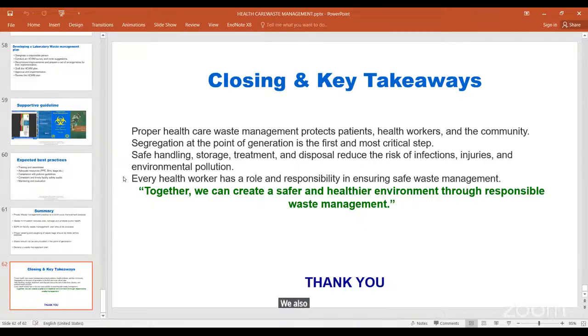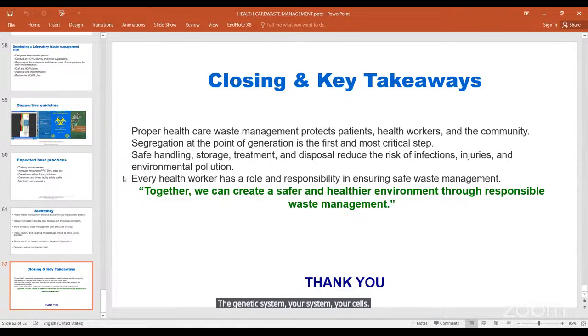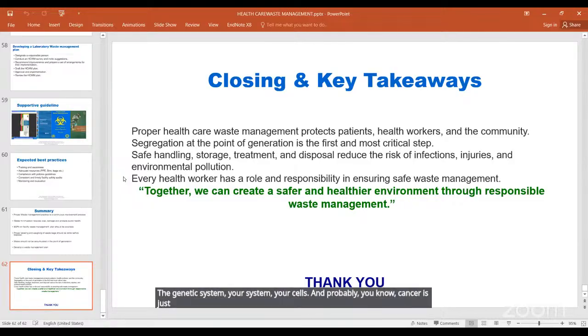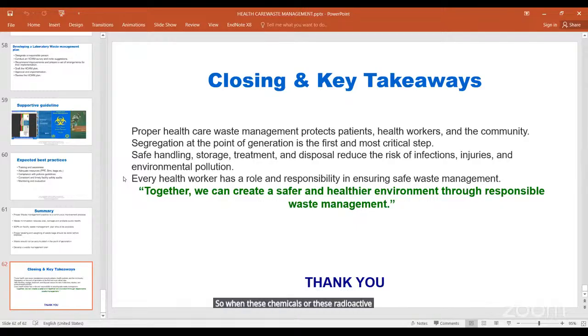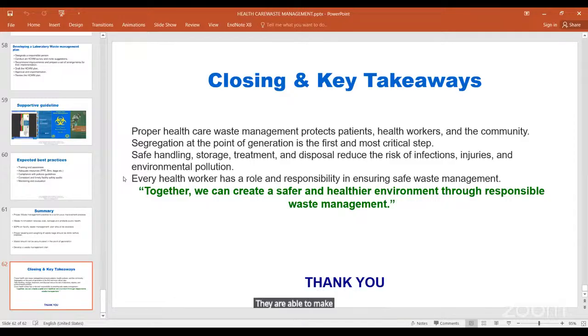We also have radioactive chemicals that, when they get into your system even in a small portion, are able to alter the genetic system, your cells. Cancer is just the excessive proliferation of cells. So when these chemicals or radioactive materials get into your system, they make your cells multiply excessively, hence causing cancerous cells or tumors. That is how poor waste management, especially genetic waste or radioactive waste, is related to cancer. Thank you.